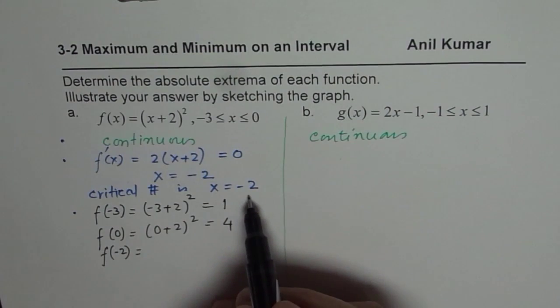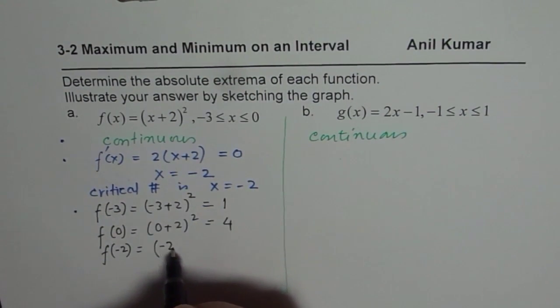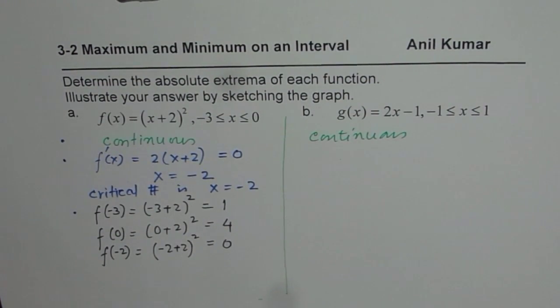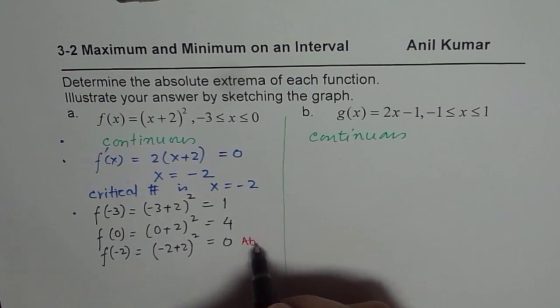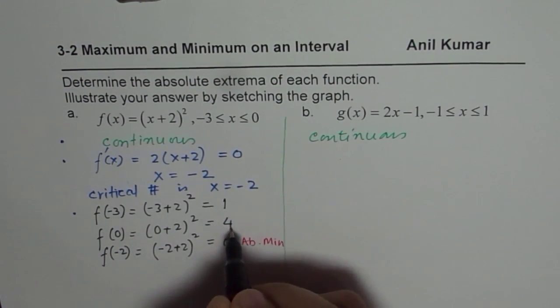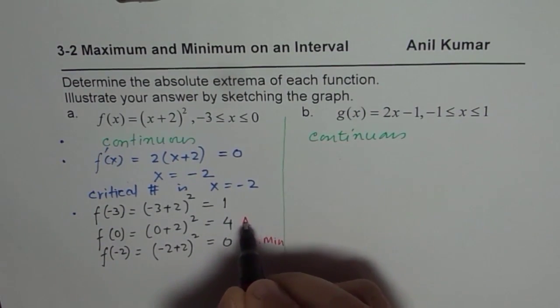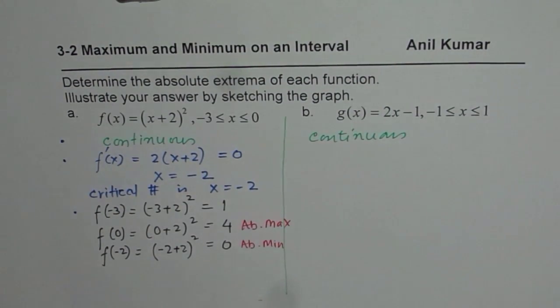At times you could have more than one critical number. So at minus 2, if I write minus 2 plus 2 whole square, I get 0, right? So these are my different values. And from these values, you can compare to find the absolute maximum and minimum. So we know the minimum value amongst these is indeed 0. So that is the absolute minimum. Is it okay? And here, f at 0, we have the maximum value of 4, which is the absolute maximum.